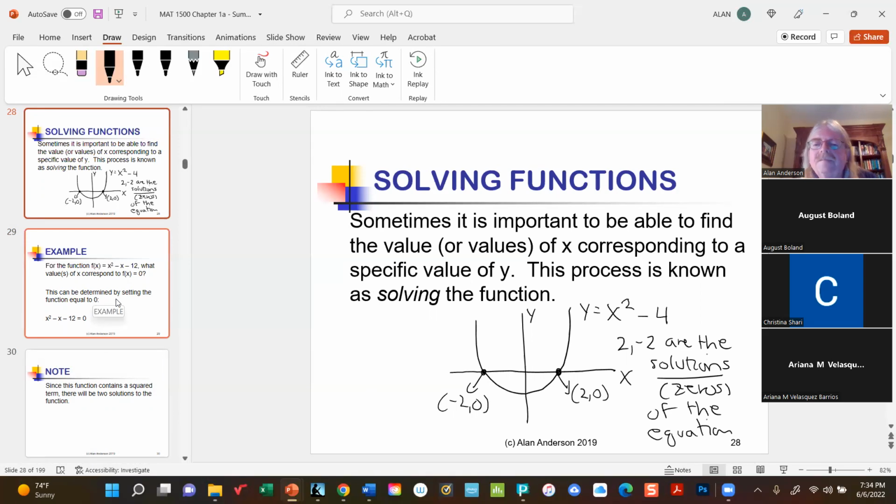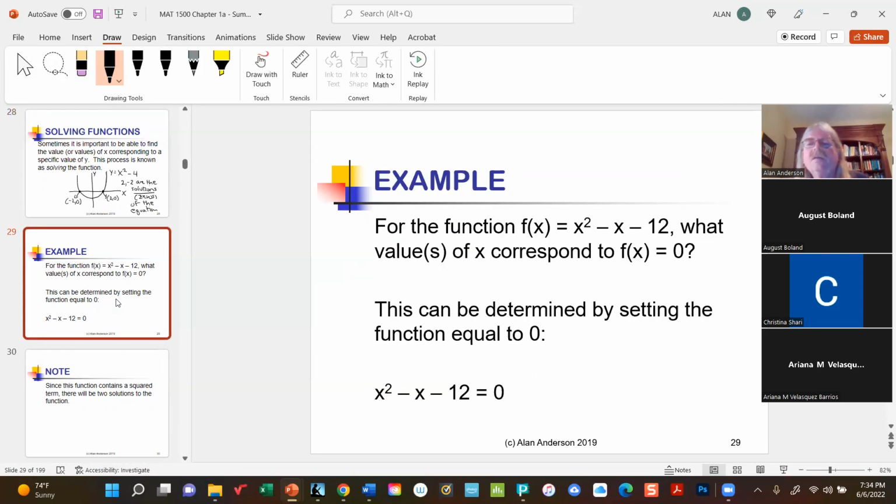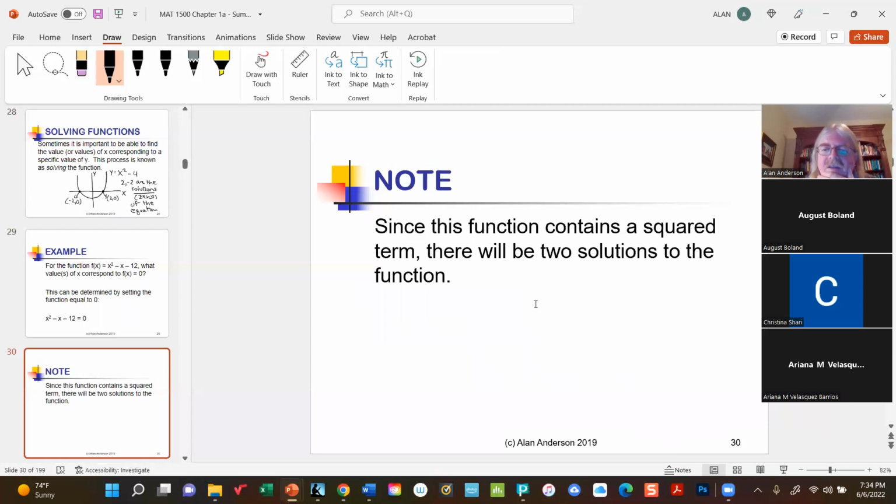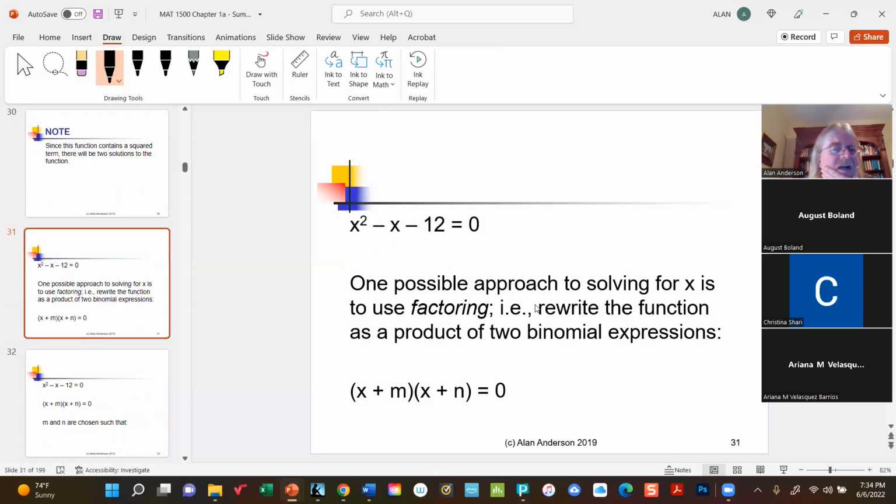So here's another one. Here's a quadratic equation. And we're going to try to figure out, just like we did here, where does it equal 0? Because it's a quadratic equation, there will be two solutions. Now there's a couple of techniques we can use that you've already seen before to solve for a quadratic equation. You can either use the quadratic formula, which we'll introduce later on, or we can use something called factoring. I'm sure you've seen them both. But as far as factoring is concerned, here's what you're trying to do. You can imagine that you're breaking this up into the product of two binary expressions, x plus some constant m times x plus some other constant n equals zero.